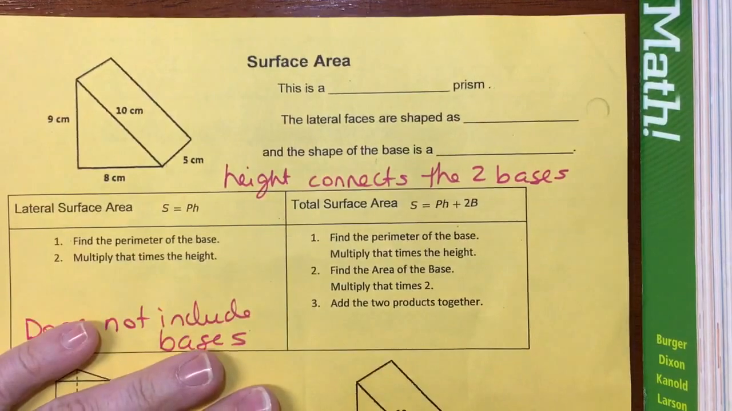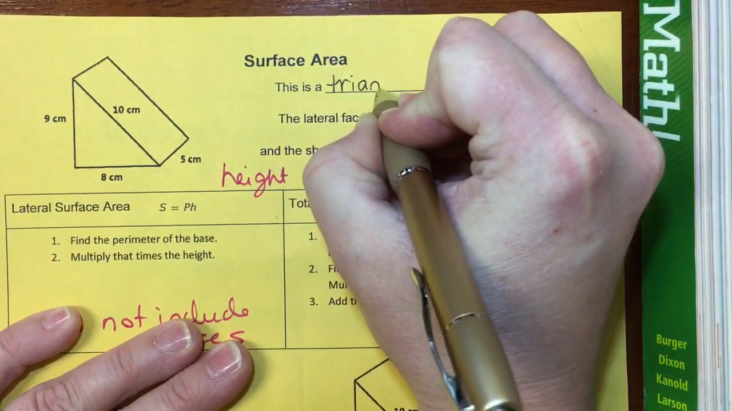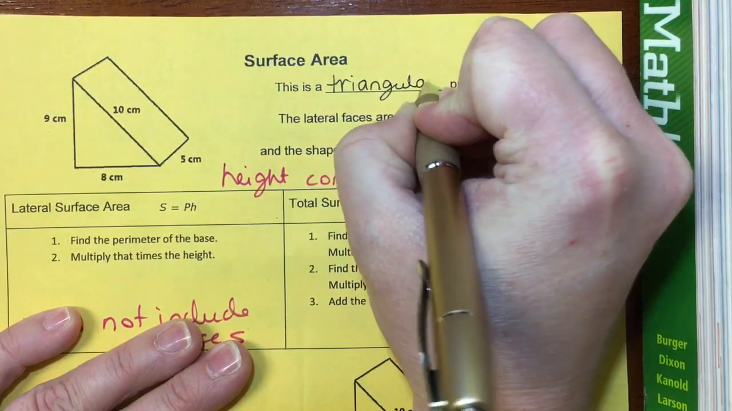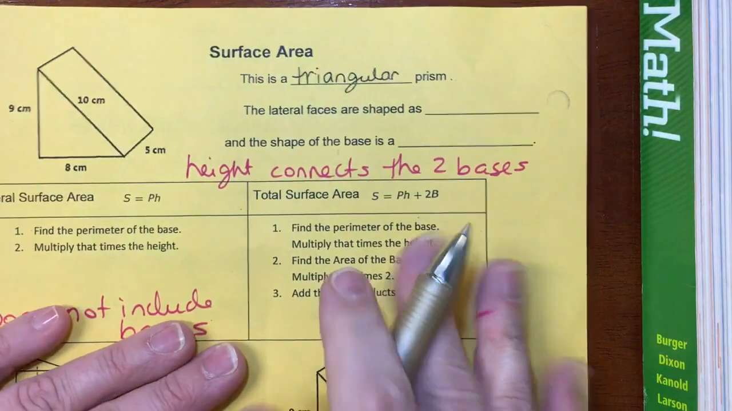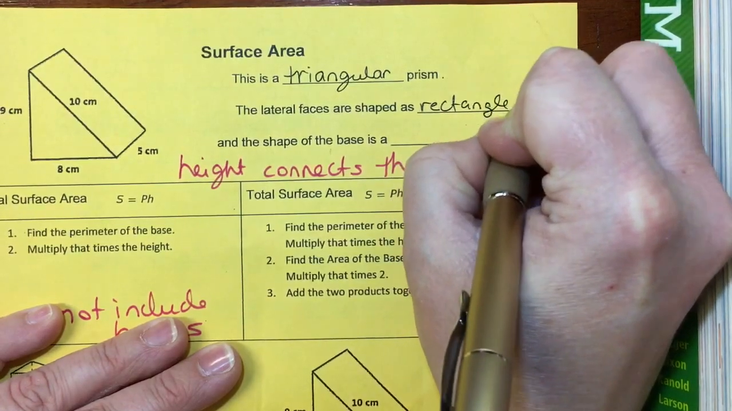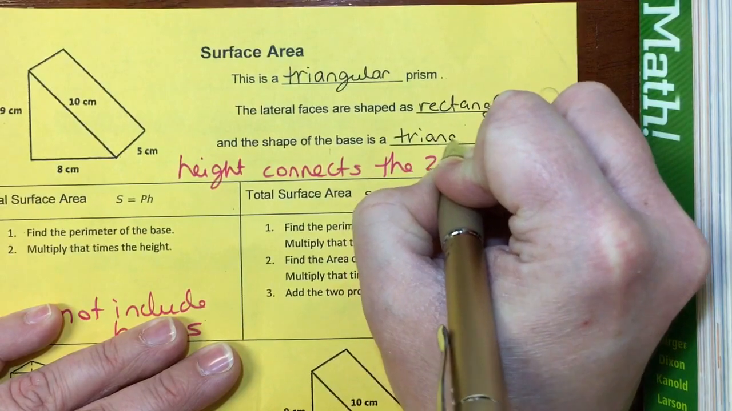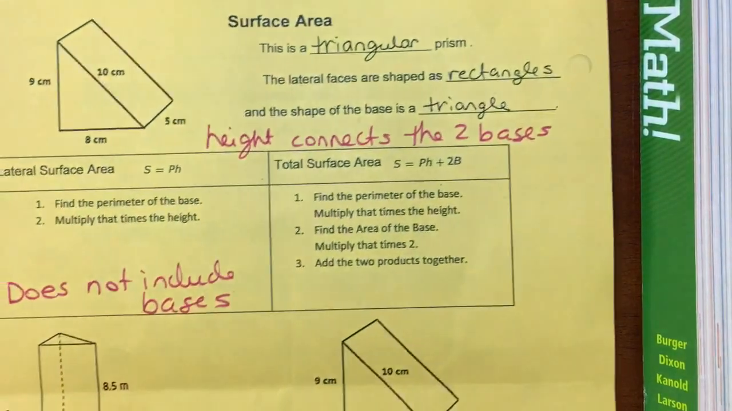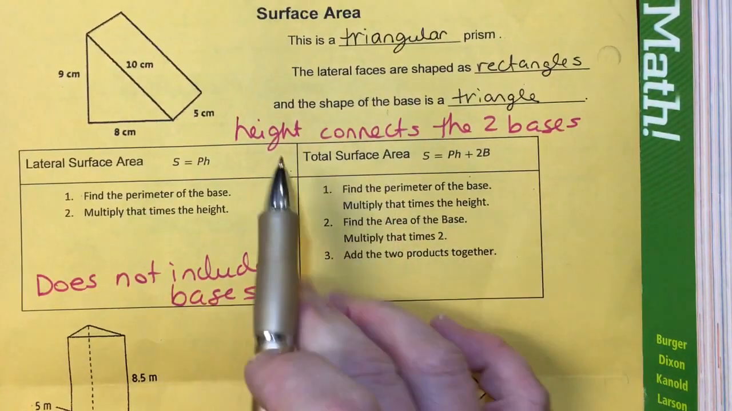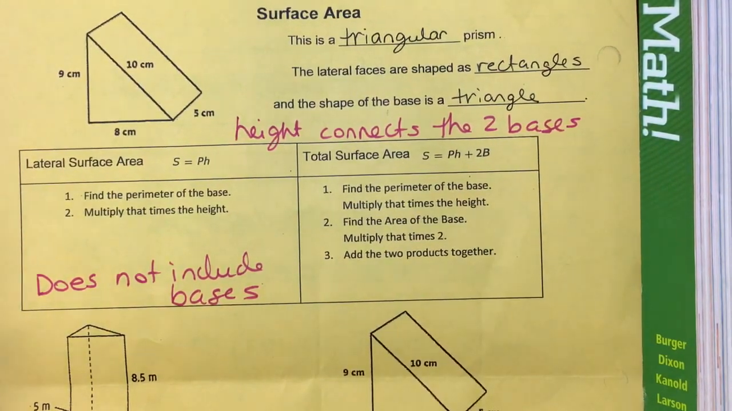And this here is a triangular prism, and it is named by its bases. The lateral faces are rectangles, that's why it's a prism. And the base shape is a triangle, and that's why it's a triangular prism. So again, the height connects the two bases, as always.